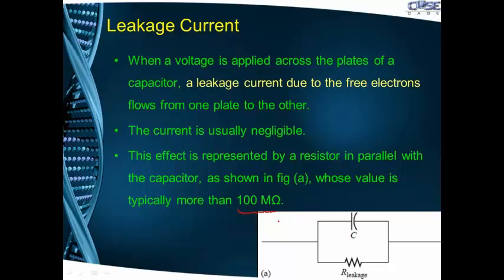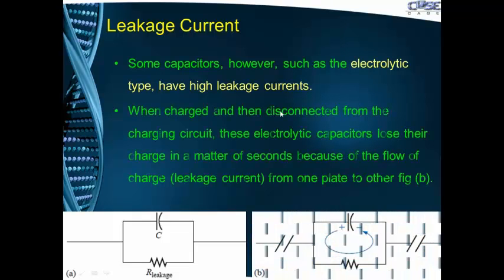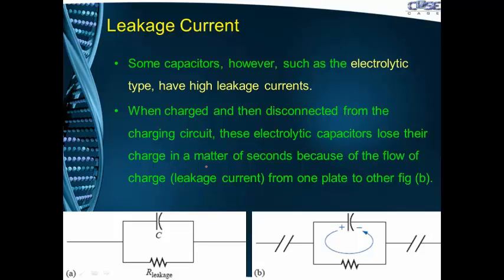So some capacitors, however, such as the electrolytic type, have high leakage currents. So when charged and then disconnected from the charging circuit, these electrolytic capacitors lose their charge in a matter of seconds because of the flow of charge, that is leakage current, from one plate to the other.